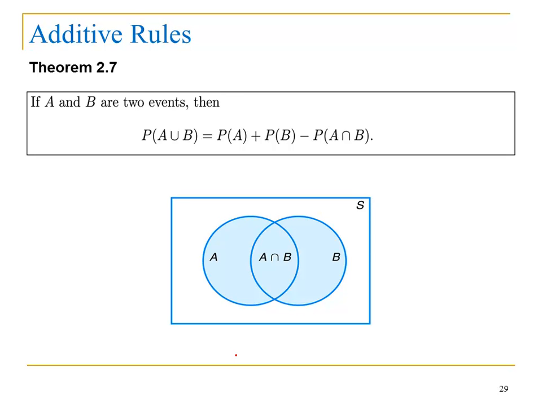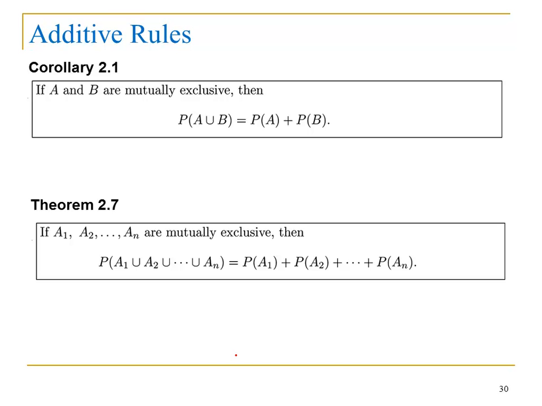We have a corollary here, 2.1. When you know that events are mutually exclusive, then you don't have to take into account the intersection, because there's no intersection. The same rule applies for multiple events. Let's say you have more than one event. If they're mutually exclusive, then you don't have to take into account the intersection between the events. If you want to find the probability of all the events, just add them separately. And again, this is just when they are mutually exclusive.